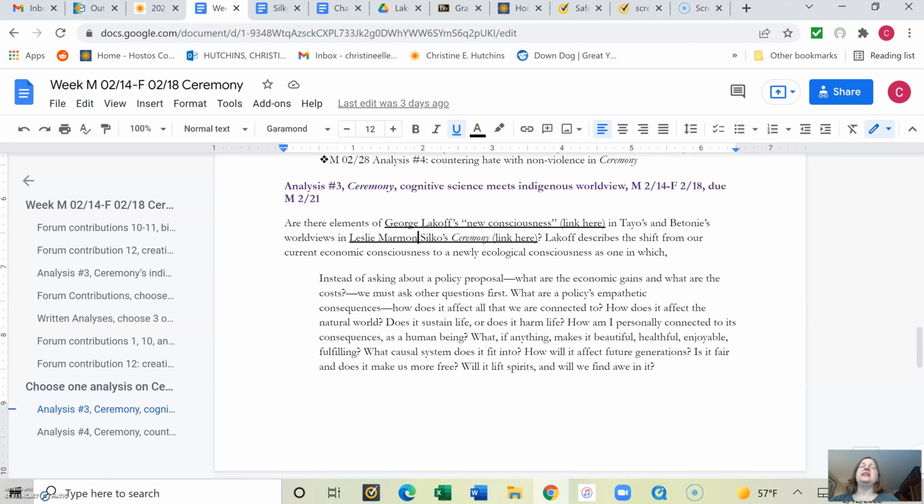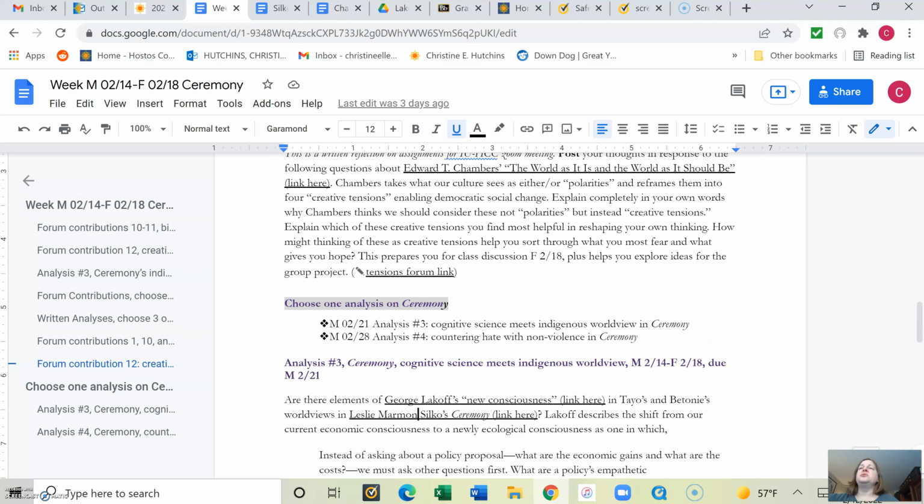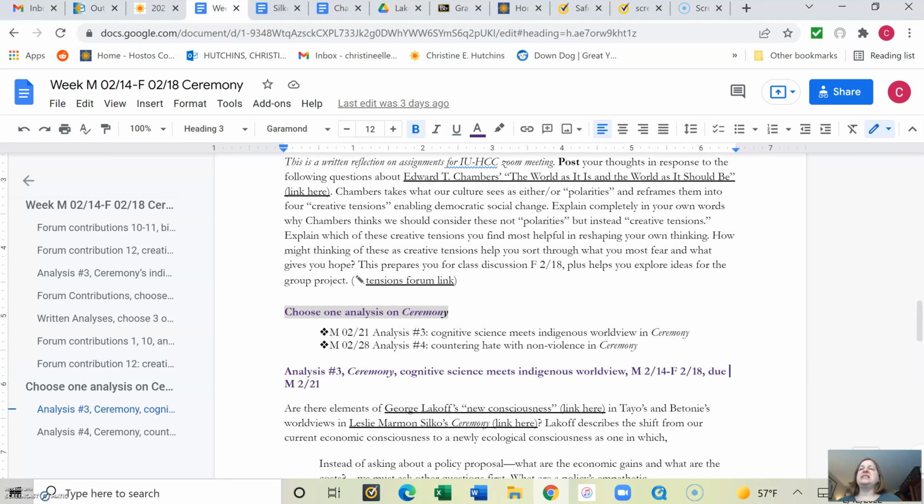So first, you're just focusing in your forum contribution on Chambers' ideas and Lakoff's ideas about this sort of new consciousness, and then we're moving on in the analysis to bring all of the pieces together. If you look at Chambers, he talks about the world as it is and the world as it should be. Things that we tend to think of in tension, like the way things are, just the way things are, versus the way things could be, shouldn't exist as opposites, right? This is just what we have to live with. We should also think in terms of balances. This is what we have to live with, but this is what we should also be thinking of as what should be or could be.